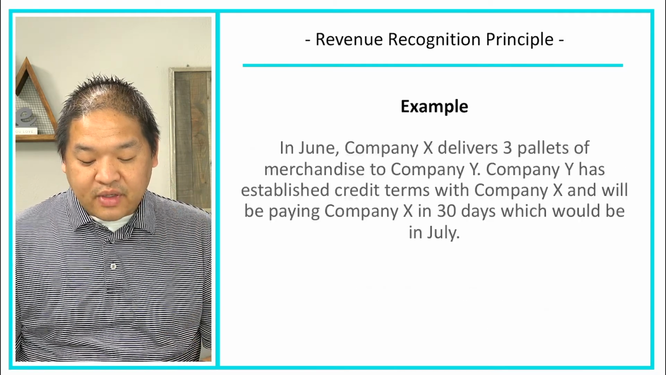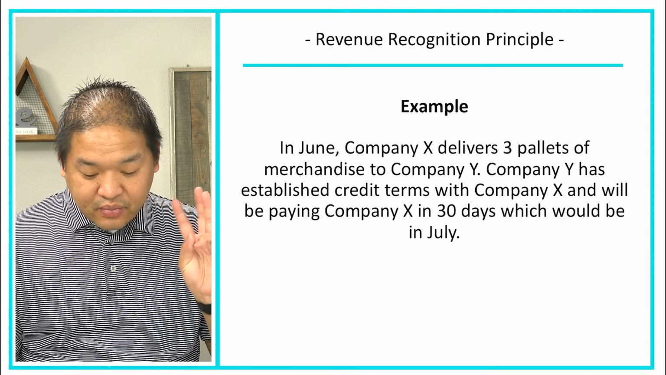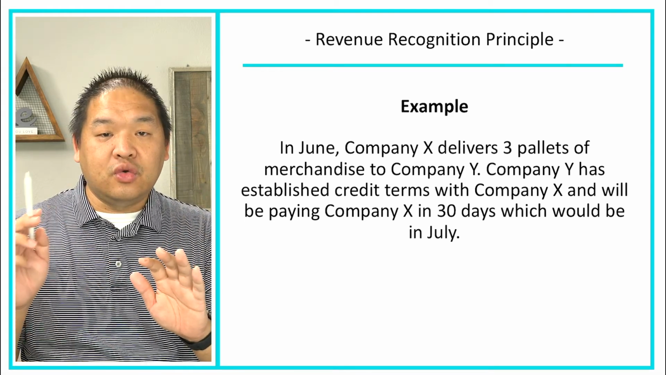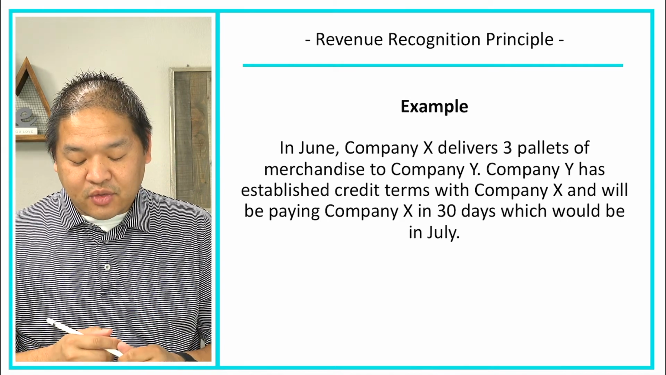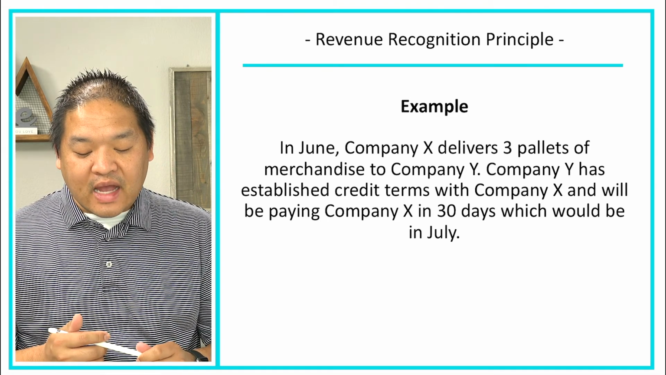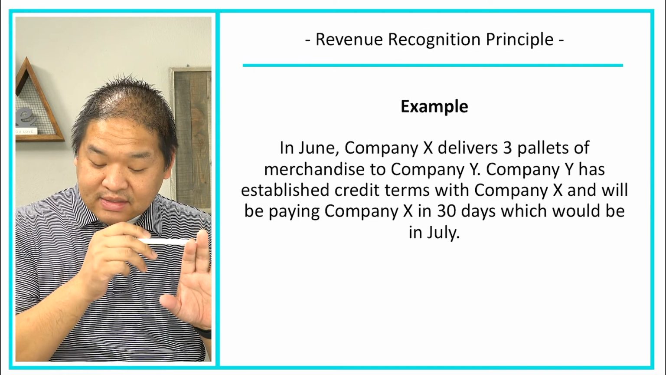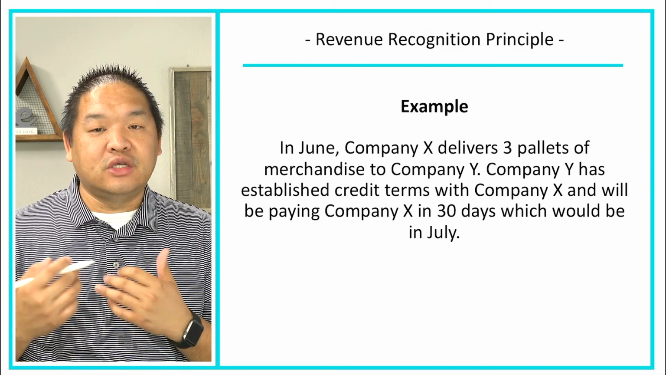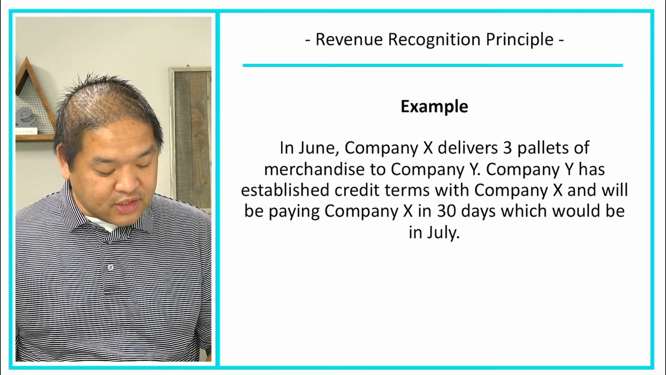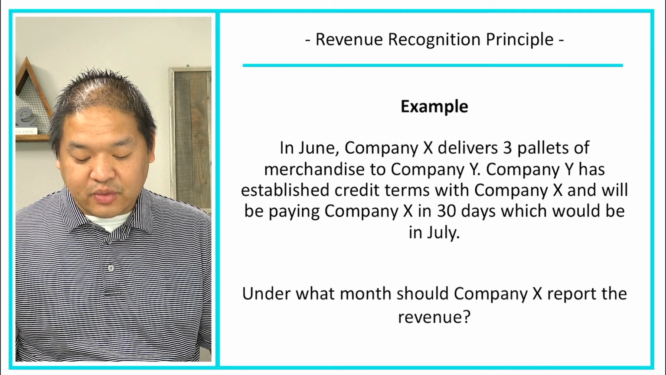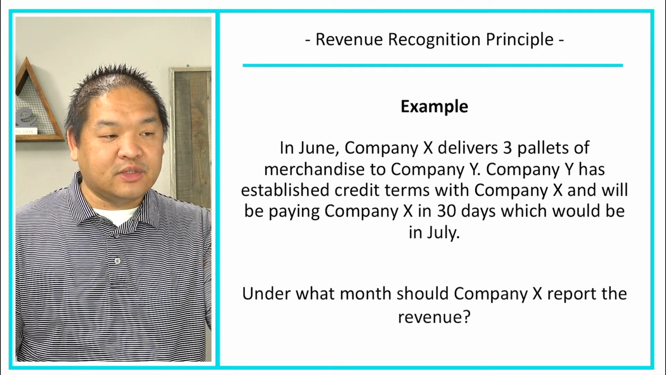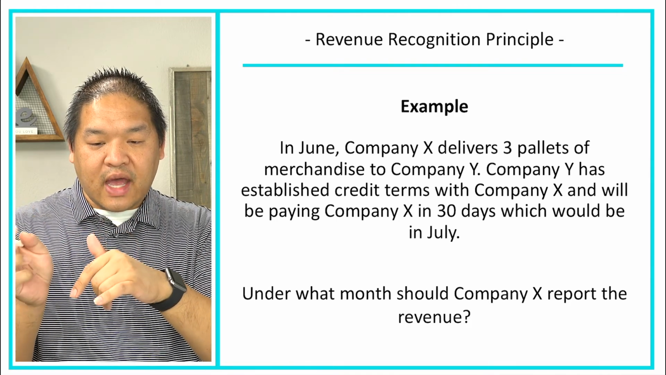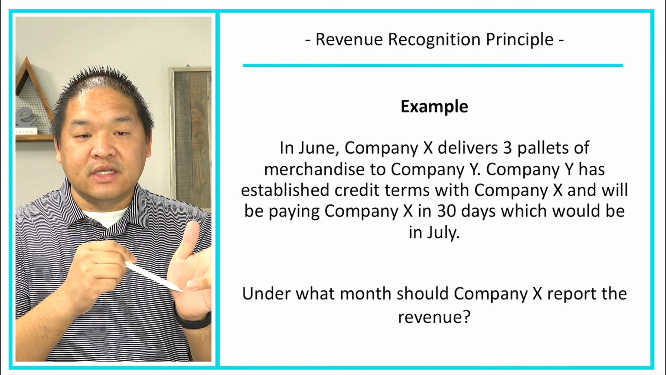All right, next example here. In June, company X delivered 3 pallets of merchandise to company Y. So X delivered to Y 3 pallets of merchandise. Company Y has established credit terms with X and will be paying X in 30 days, which will be in July. So the question here, under what month should company X report the revenue? So company X provides the products to company Y in June, and then in July, company Y pays X.